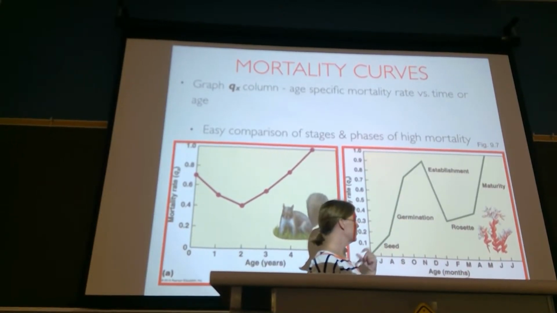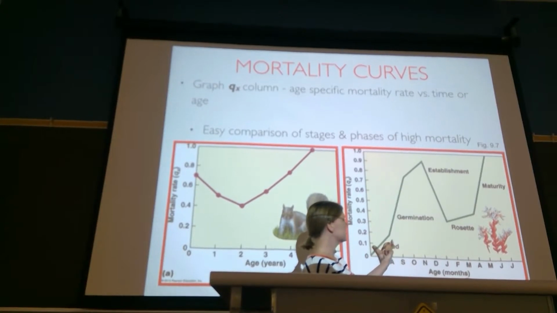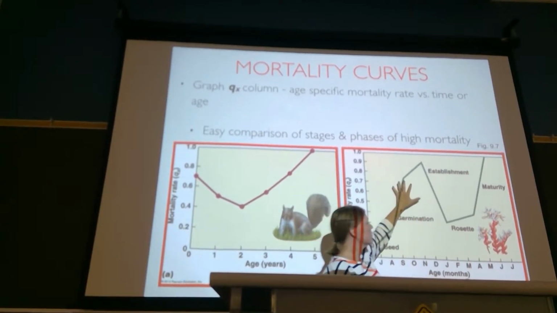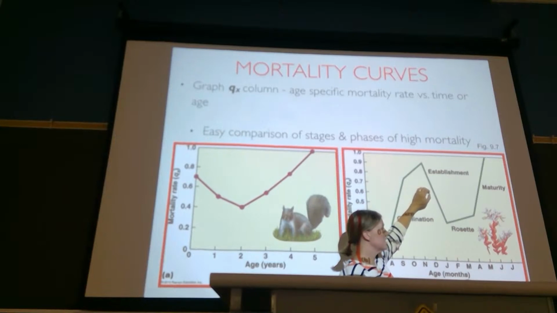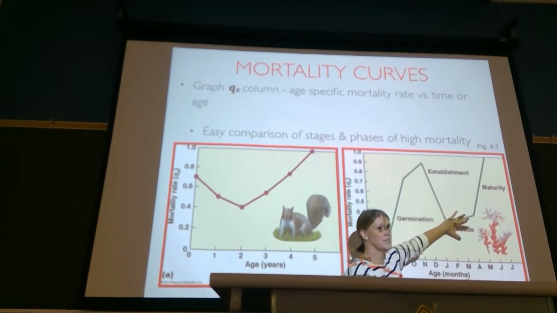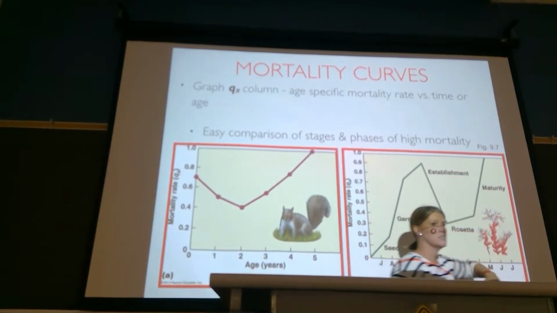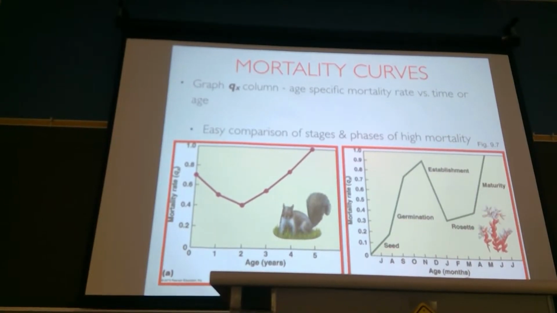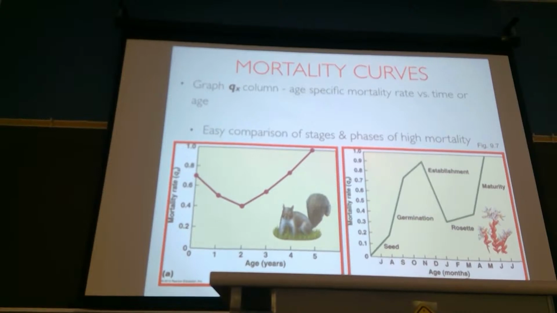They do pretty well as a seed. They have a higher mortality as they start to germinate. Then when they go into a reproductive phase, their mortality goes down again. So it varies, and it can tell you something about the life history of the organism, these life tables, and looking at things like mortality and survivorship curves.